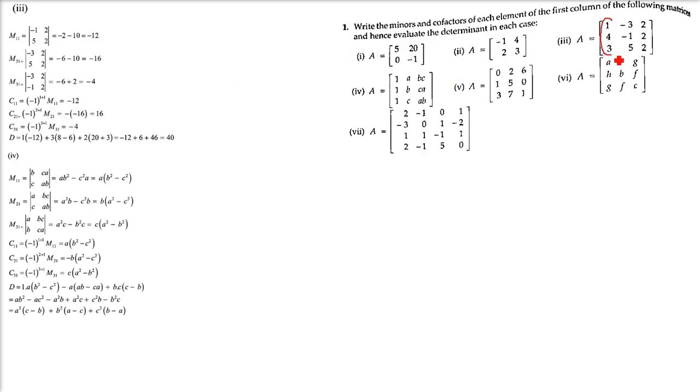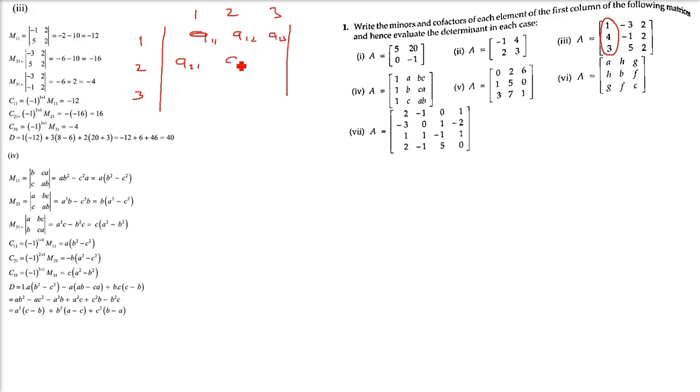Same thing you have to do. You have to use this column. Only the minors or cofactors of this column have to be computed. So this is 3 columns and 3 rows: 1, 2, 3, 1, 2, 3. 3 columns, 3 rows. So you have A11, A12, A13.